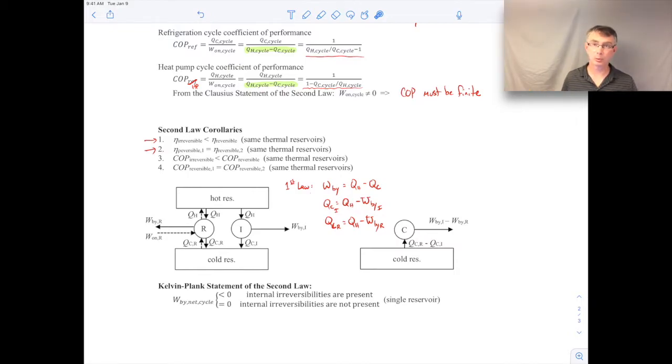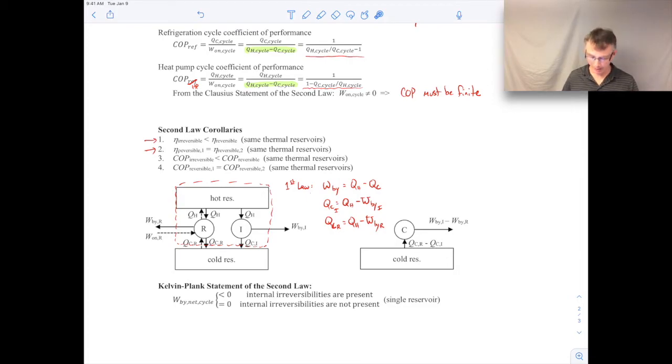Since it's reversible, no problem. It all looks the same, it's just in the reverse direction. And now what I'm going to do is choose a system that consists of the hot reservoir and my reversible and irreversible systems here. So it'll look like that.